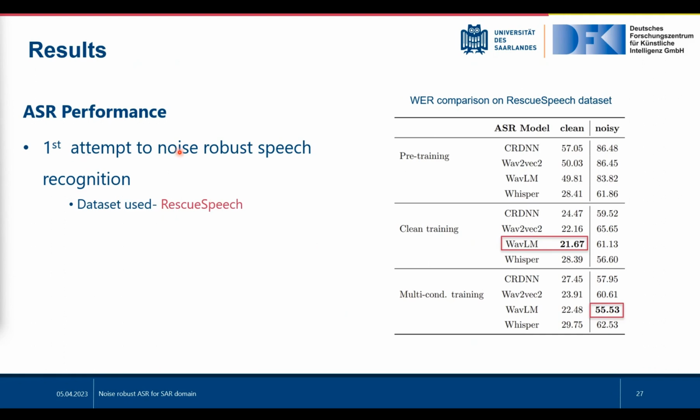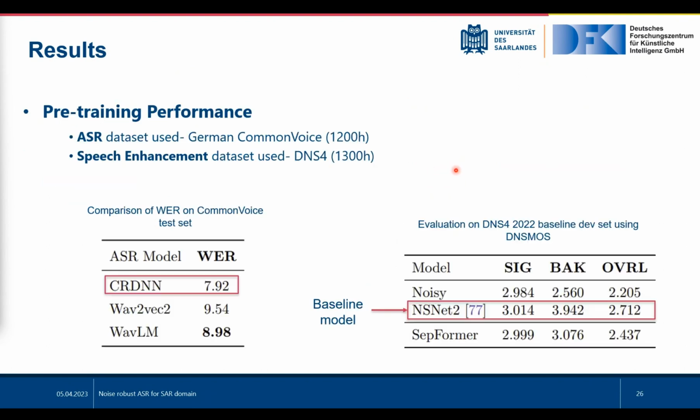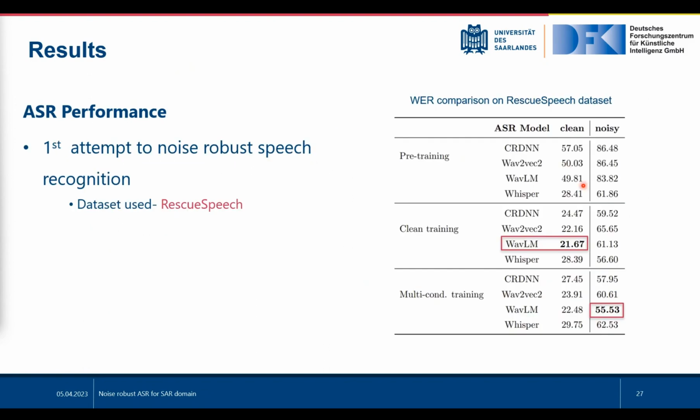So this is our first attempt at noise robust speech recognition, and we see the results here. We created a simple pipeline consisting just of an ASR, and we don't have any speech enhancement system here. In the pre-training stage, we use these models that we trained and simply test them against the rescue speech clean inputs and noisy inputs. In the clean training, we only fine-tune these models on the clean version of the rescue speech dataset. In the multi-condition training, we supplement our clean dataset with an equal proportion of noisy dataset, and we let these ASR models fine-tune themselves. So the word error rate that you see here will be our baseline, and we compare this score with our next attempt.